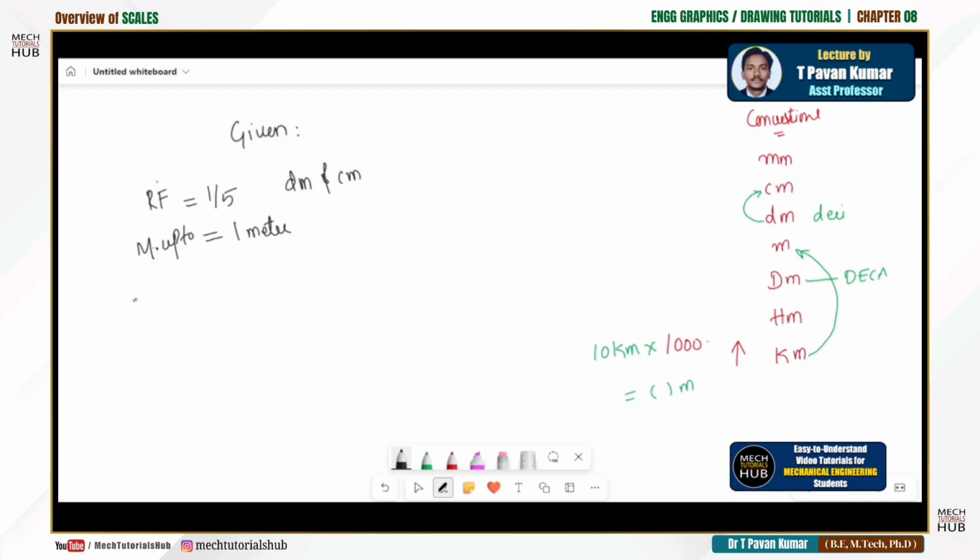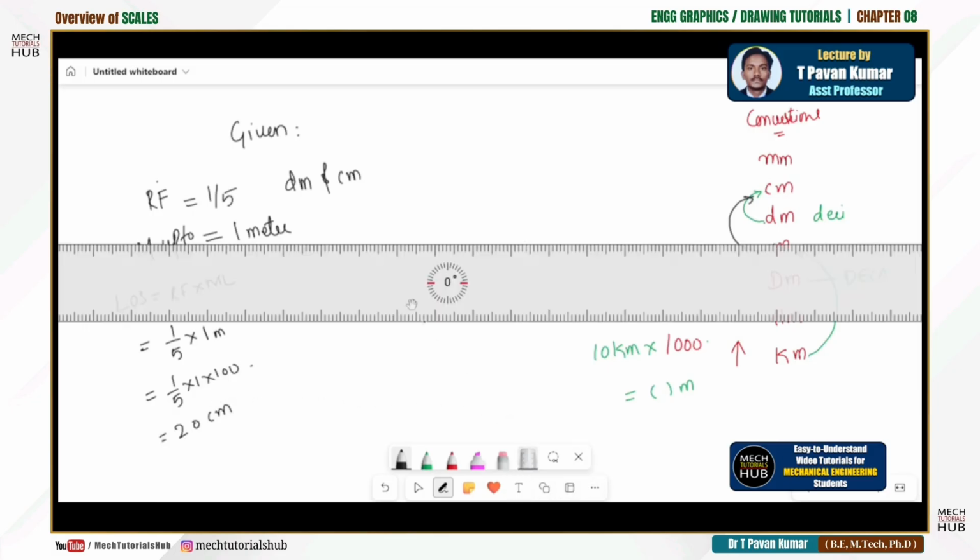Keeping this in mind, try to calculate. RF is given, so I need to calculate the length of the scale. Length of scale is equal to RF into maximum length or maximum distance: 1 by 5 into what is ML, 1 meter. To convert meter to centimeter, 2 zeros, nothing but 100. That is 1 by 5 into 1 into 100. Finally, if I calculate, I get 20 centimeters. Now 20 centimeters is very easy to draw.